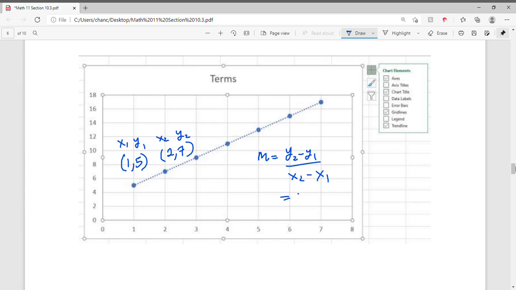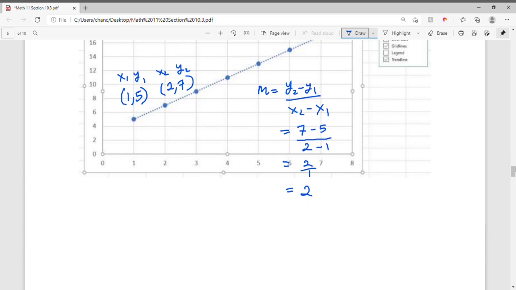Let's plug in the values. This is 7 minus 5 over 2 minus 1. In the numerator we have 2, in the denominator we have 1, so the slope is 2. So the slope is 2. We have the slope. How do you find an equation of a line? We need to use y minus y1 equals m times x minus x1.